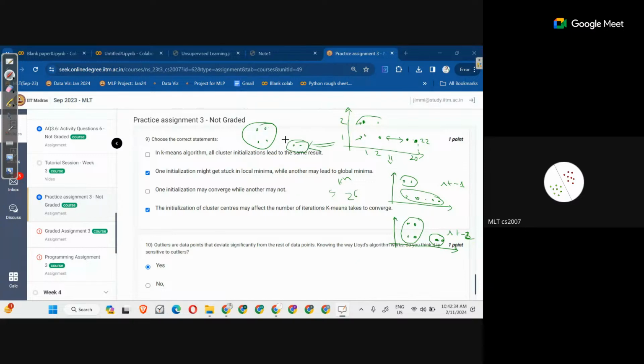Since we had two clusters, each point has two options, 1 or 2. Then again this point also has two options, 1 or 2, and another point will also have two options. So one point has two options.